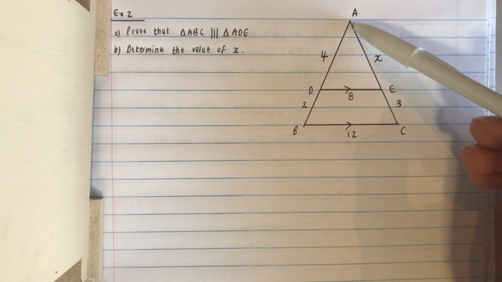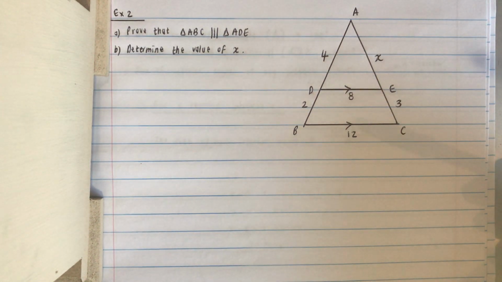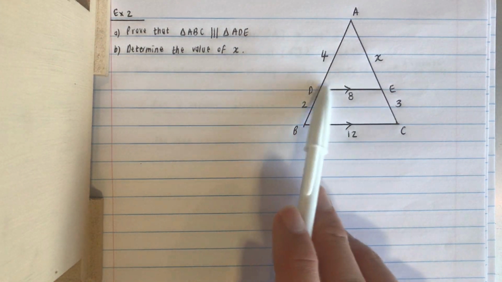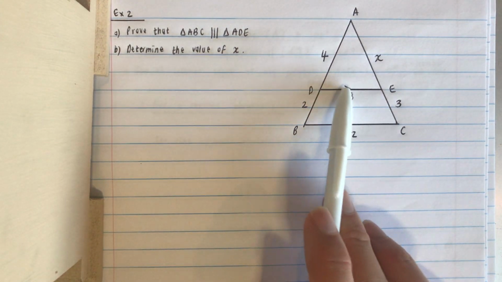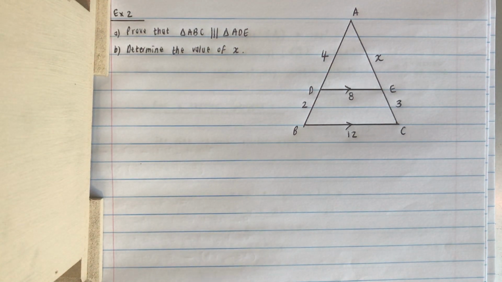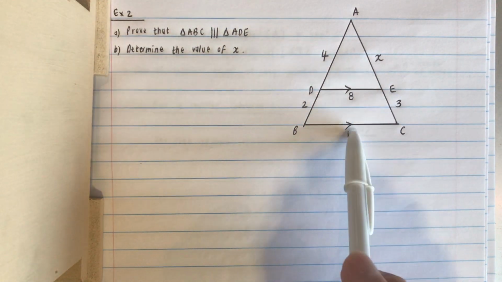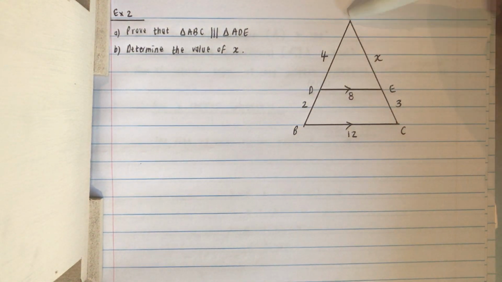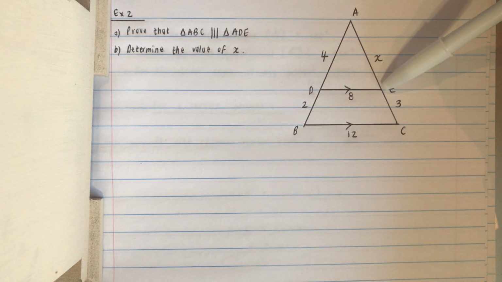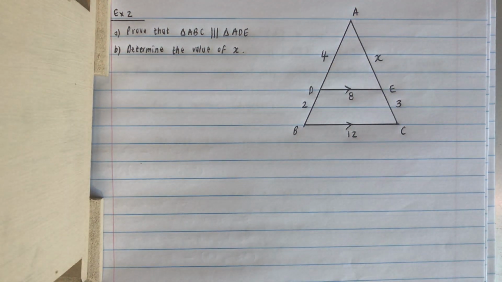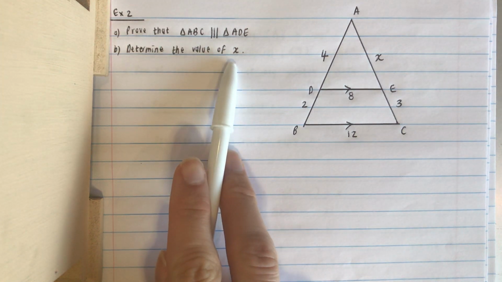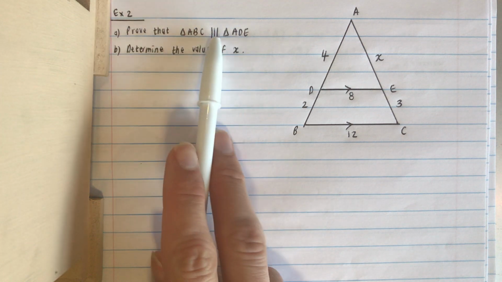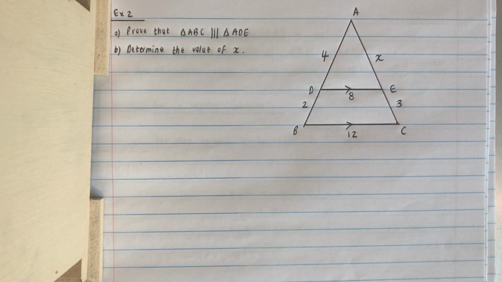Can you see it? Some important information to take note of is that this line here is parallel to this line. It's indicated with the one arrow. And then they also gave us some values for some of the sides, but the side here, AE, is not known, so it has the variable x, and we need to determine the value of x once we've proven that these two triangles are similar, and we will be able to do that.